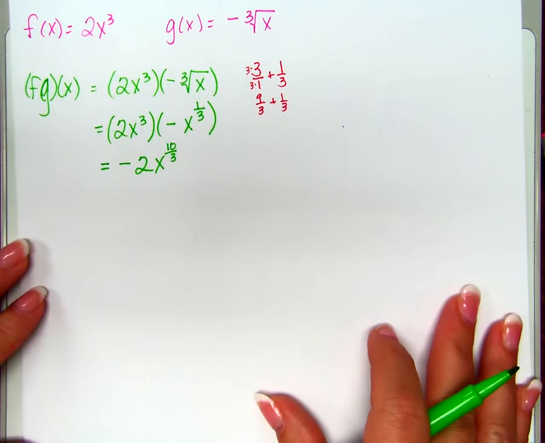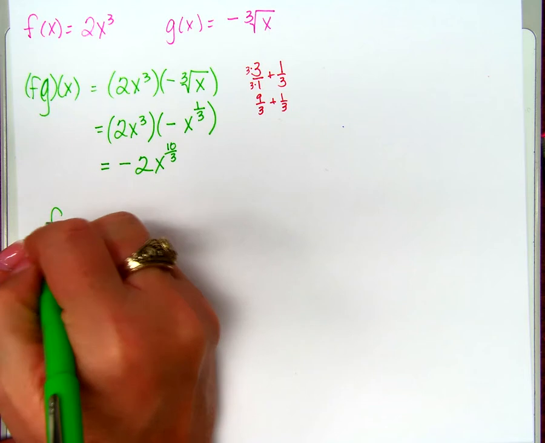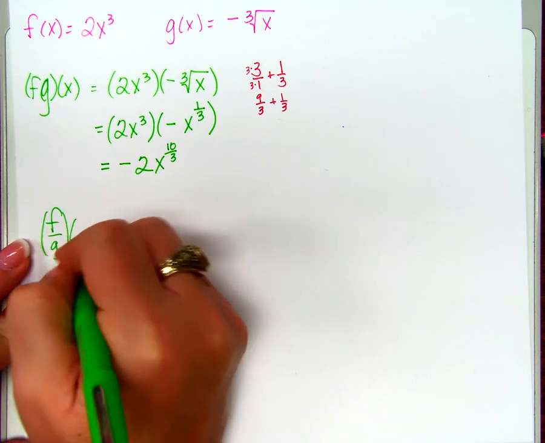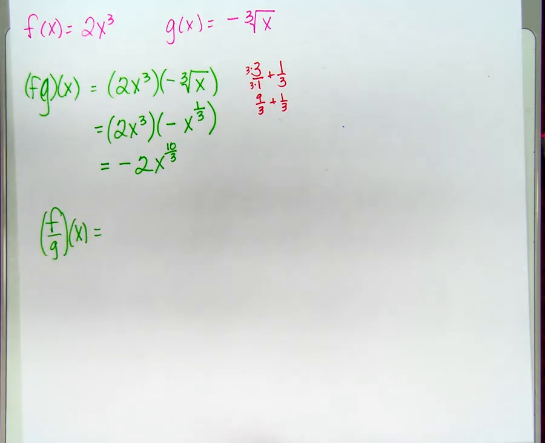What's the last one I'm going to show you? Okay. F over g, or f divided by g of x. So what's that going to look like?